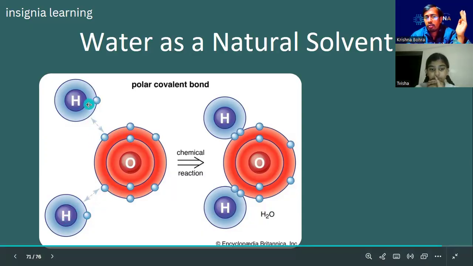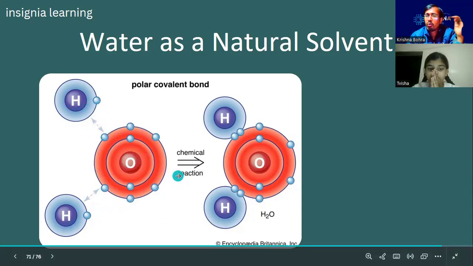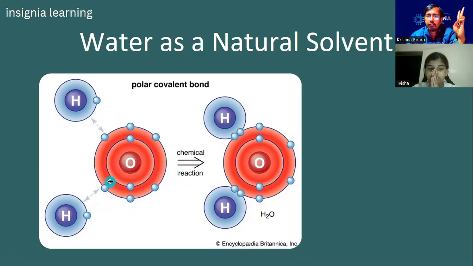So now the hydrogens have their 2 electrons in their shell, and oxygen, who needed only 2 electrons in its outer orbital, is also satisfied. So now oxygen has 8 electrons in its outer orbit. The condition is fulfilled. Okay, so this is the way a chemical compound is formed in chemistry.